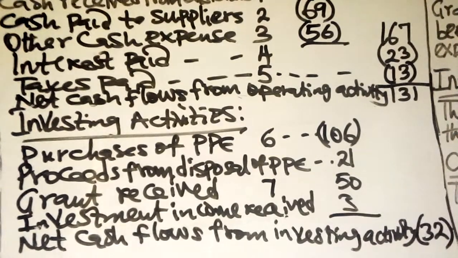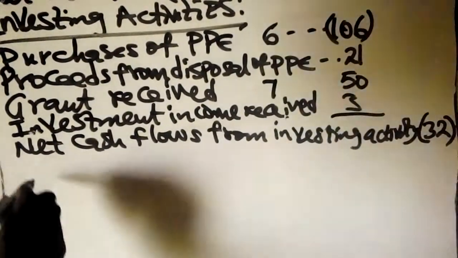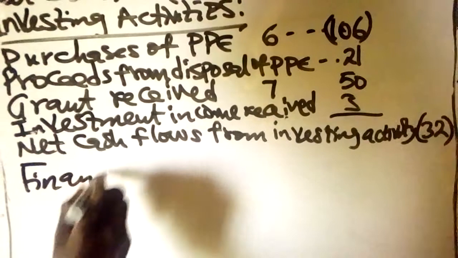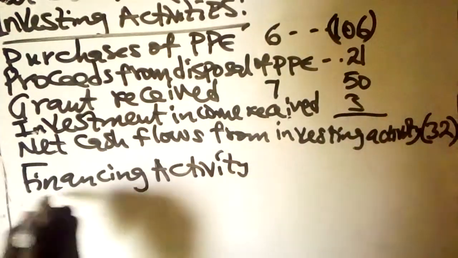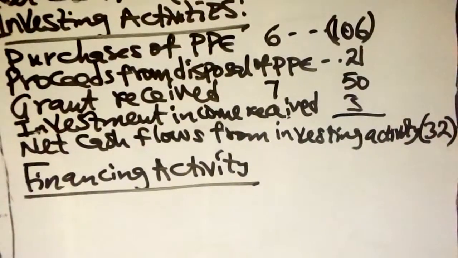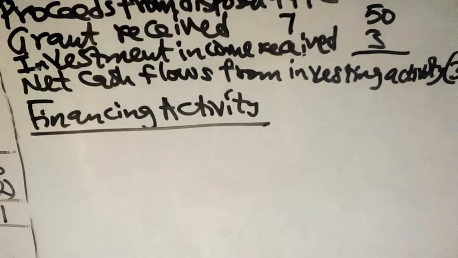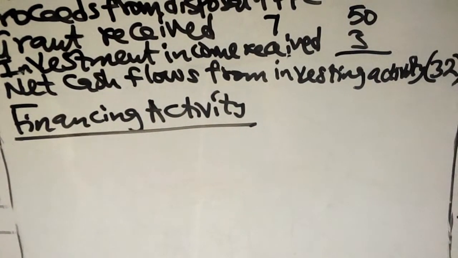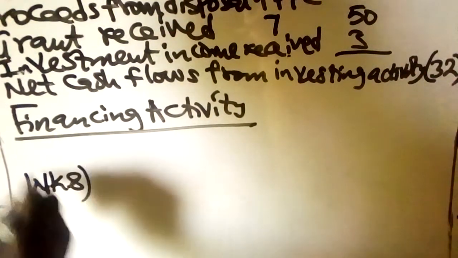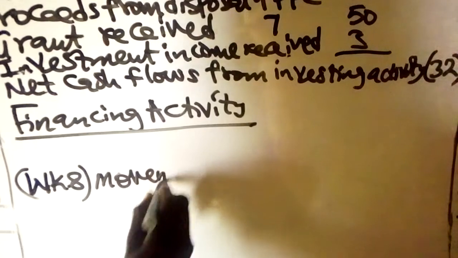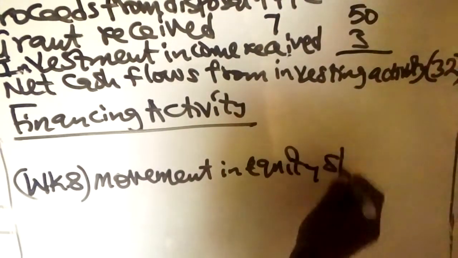Then after investing activity, the next section will be financing activity. I've told you that whenever you get to this section of the statement of cash flows, the first thing you should do is to check the movement in equity. Working 8: movement in equity shares.